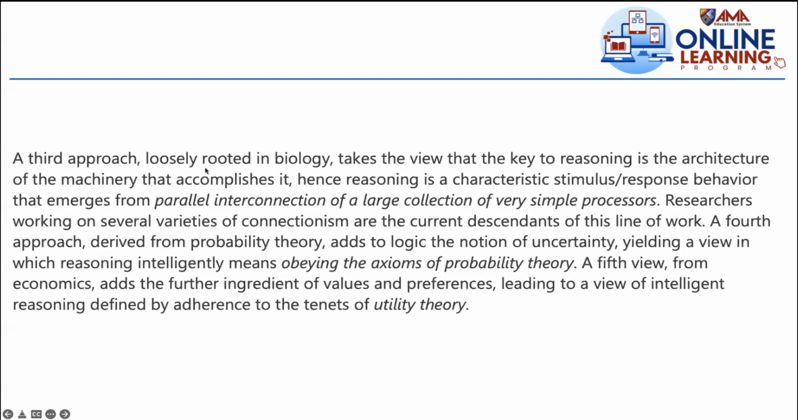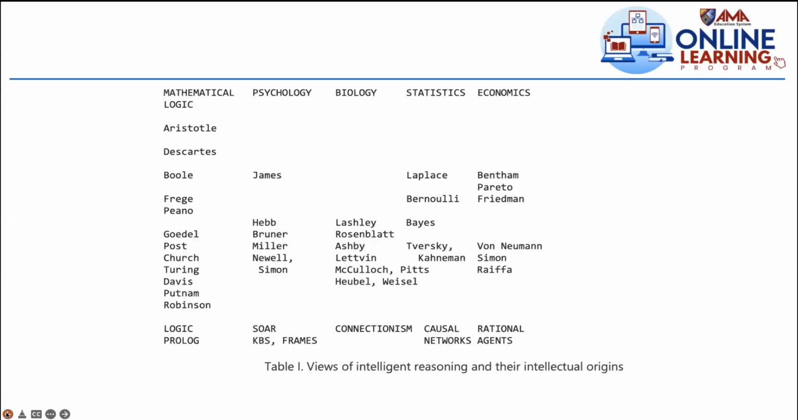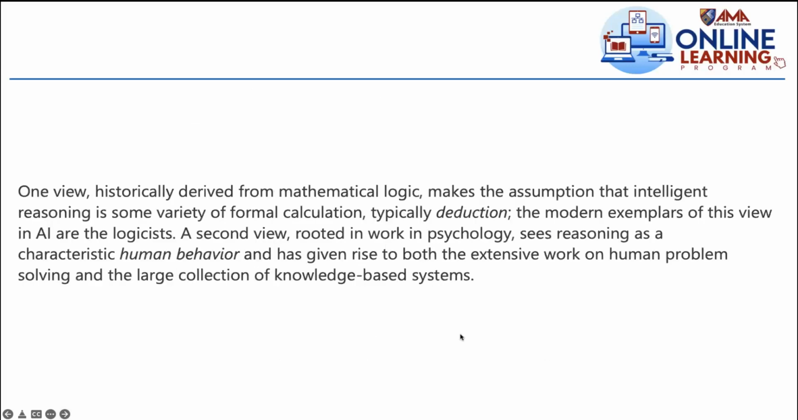The third approach, which is rooted in biology, takes the view that the key to reasoning is the architecture of the machinery that accomplishes it. Hence, reasoning is a characteristic stimulus-response behavior that emerges from parallel interconnection of a large collection of very simple processors. Researchers working on several varieties of connectionism are the current descendants of this line of work. That's why if you look at the table, it's connectionism. It's like the concept, but of course, this is not the only concept related to this. These are like examples only, to talk about views of intelligent reasoning and their intellectual origins.